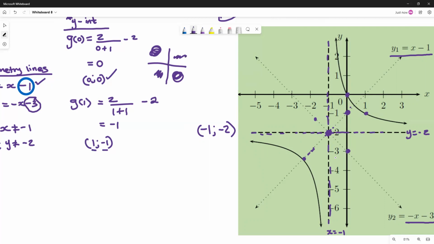But usually when you sketch it, you don't need to show the axis of symmetry lines. You just show the asymptotes, and then this point and that point, and then you sketch, and that's it. But if the question asks you to show axis of symmetry lines, you should know what to do.